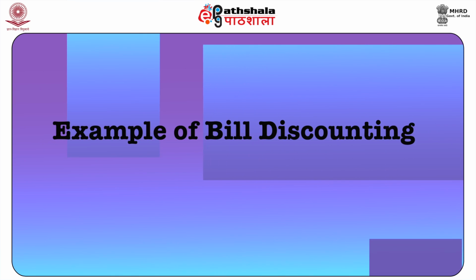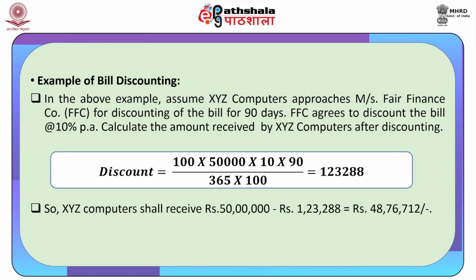Now there are certain examples of discounting a bill. In this example, we assume XYZ Computers approaches Messrs Fair Finance Company, FFC, for discounting of the bill for 90 days. FFC agrees to discount the bill at 10% per annum. The discount is calculated as 50,00,000 multiplied by 10 multiplied by 90 divided by 365 multiplied by 100, which is equal to rupees 1 lakh 23,288. So, XYZ Computers shall receive rupees 50 lakh minus rupees 1 lakh 23,288, which is equal to 48 lakh 76,712 by discounting the bill.